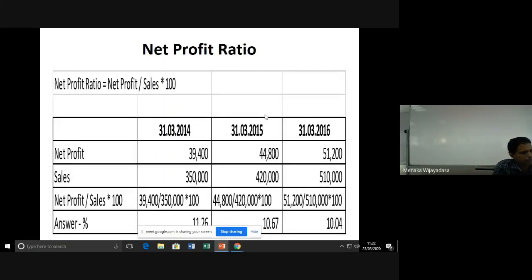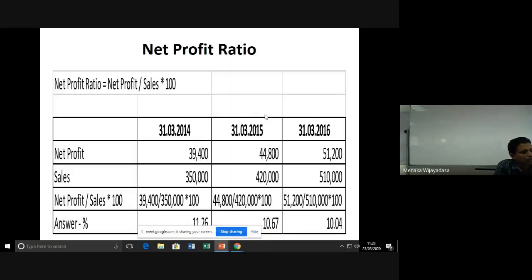Then the net profit ratio, similar to the gross profit ratio, is net profit divided by sales into 100. There is also no need to take the averages, as the two figures or two items are from the same statement, that is the income statement. For 3 years, 2014, 15, and 16, net profit is 39,400, 44,800, 51,200. Under sales, 350,000, 420,000, 510,000, right? Therefore, the ratio is net profit divided by sales into 100.